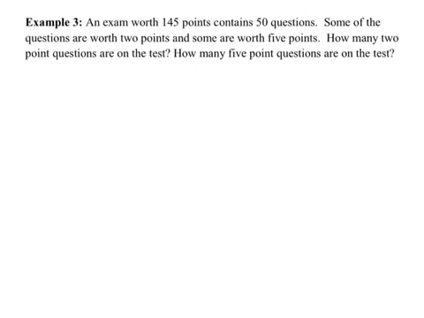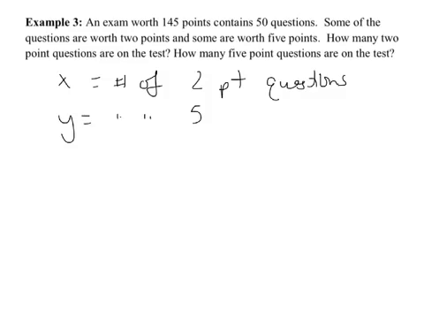Example 3 says an exam worth 145 points contains 50 questions. Some of the questions are worth 2 and some are worth 5 points. How many 2-pointers are there and how many 5-pointers are there? So our let statement is the number of 2-pointers and the number of 5-pointers. So X is the number of 2-point questions and Y is the number of 5-point questions. Now, together there are 50 questions. Boom. There's one statement right away. Again, together there are 50 questions. Together means X plus Y.